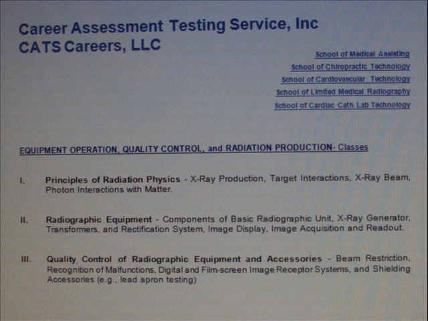Target interactions. You may have interactions with the equipment, bodily functions. You may have a patient that has a disease that doesn't interact very well with radiation, and we're going to cover some of those diseases later. X-ray beam, photon interactions with matter.